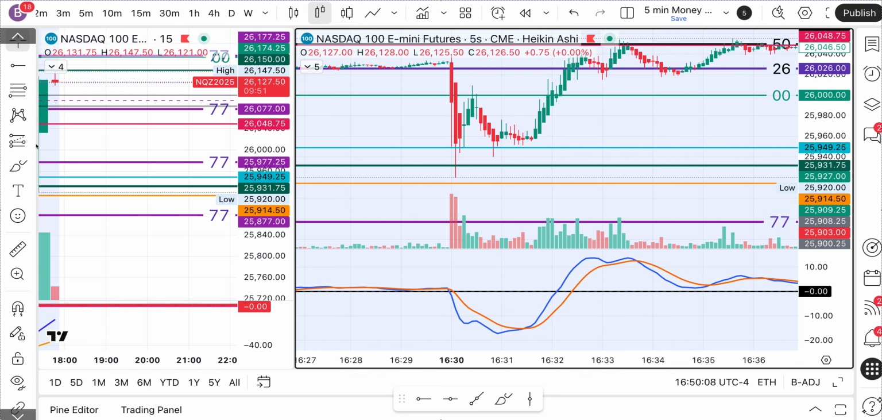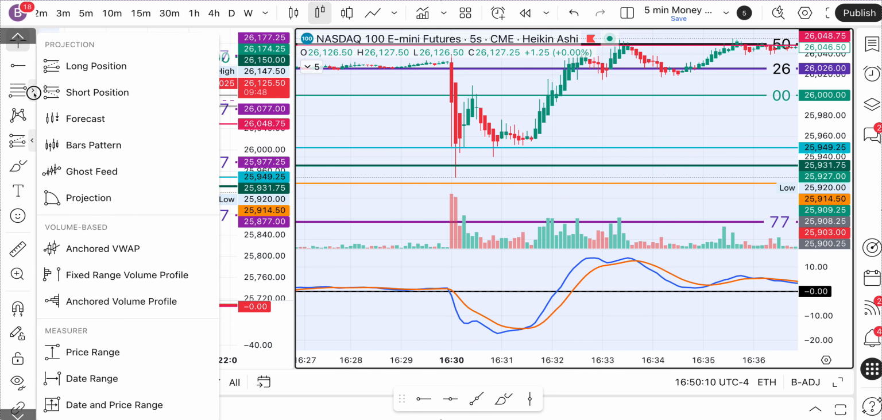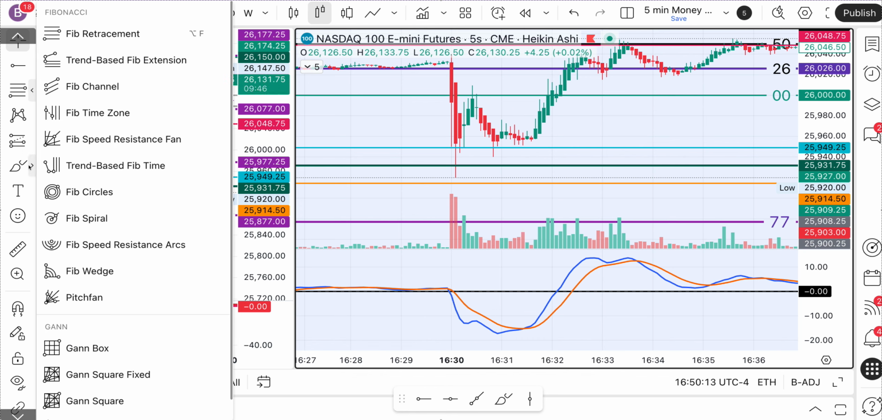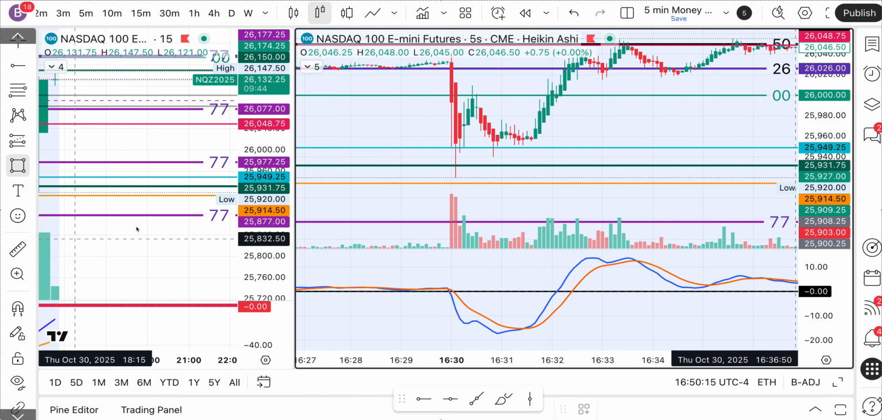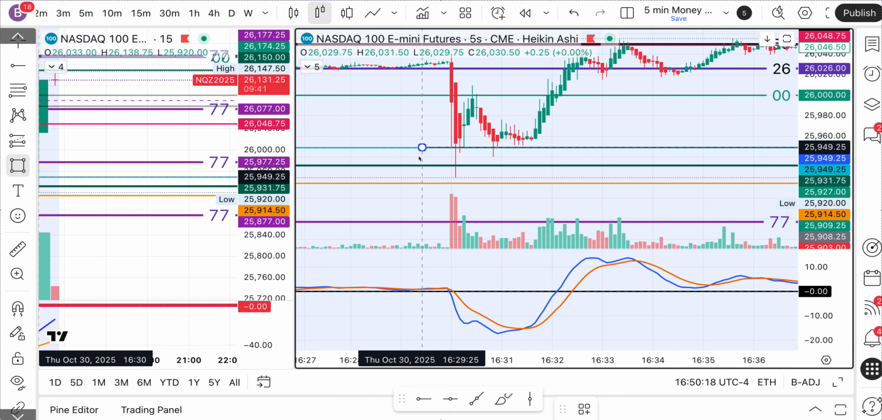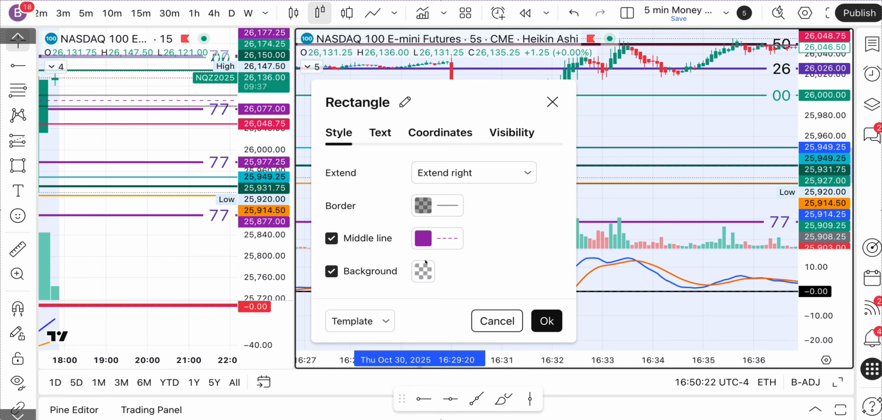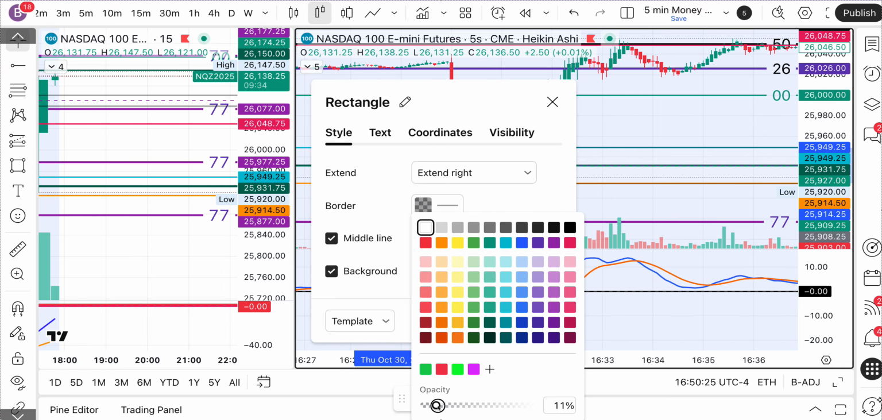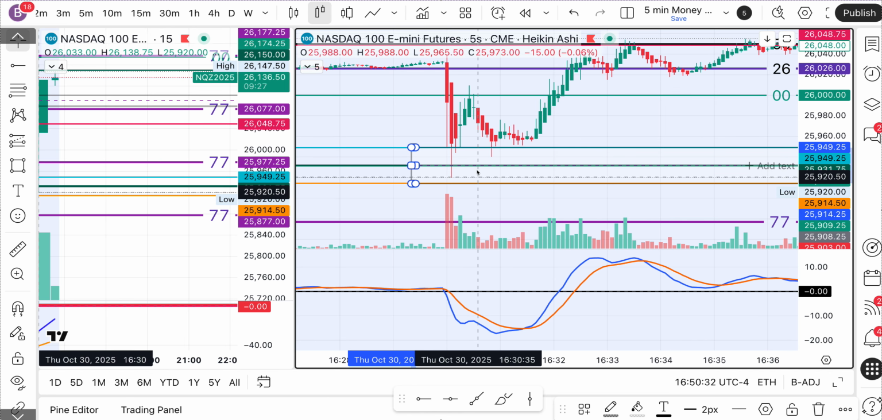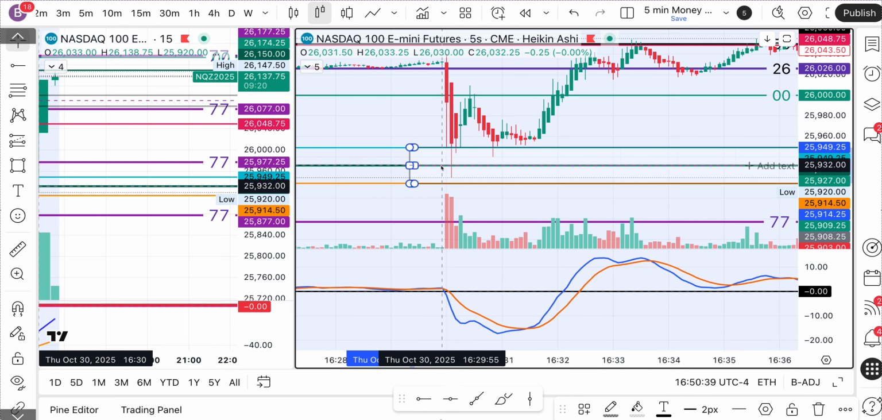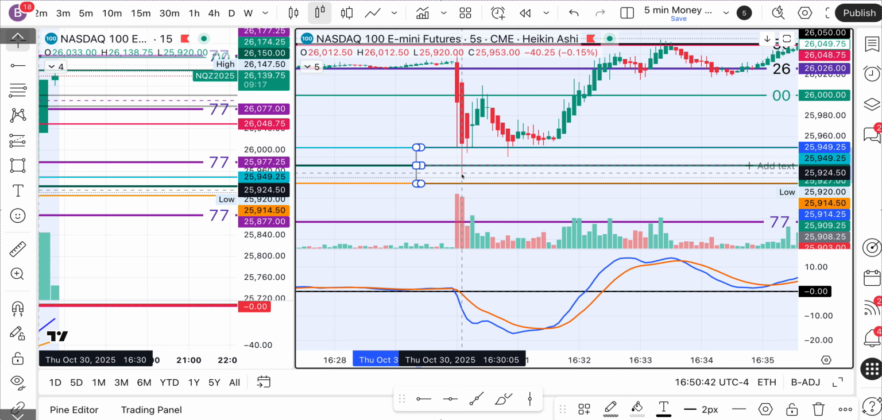The zone itself, I'm also going to mark with a rectangle. I make that a little bit more opaque so you can, I don't know, something like that. Okay, so there is your zone, comprised of 38, 61, and 50% in the middle. As you can see, price comes right down into it.